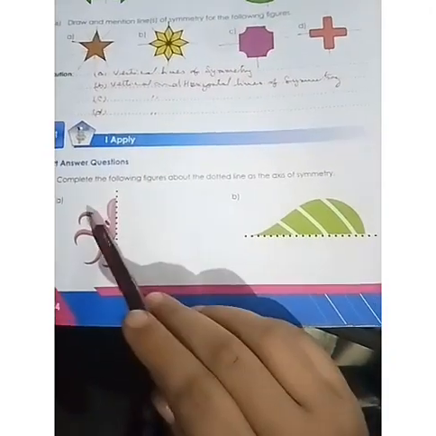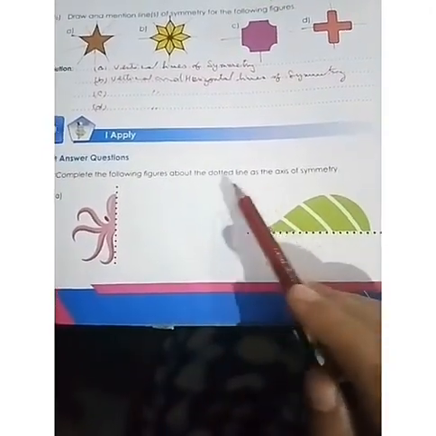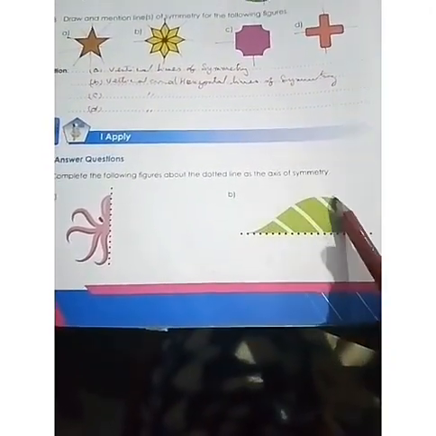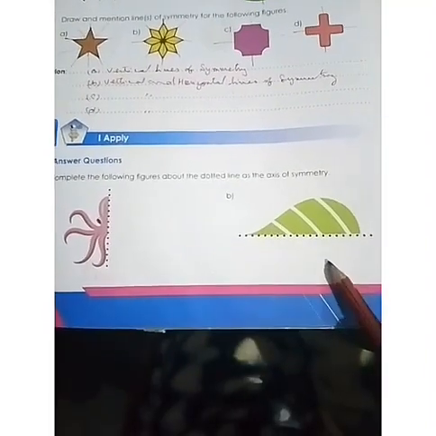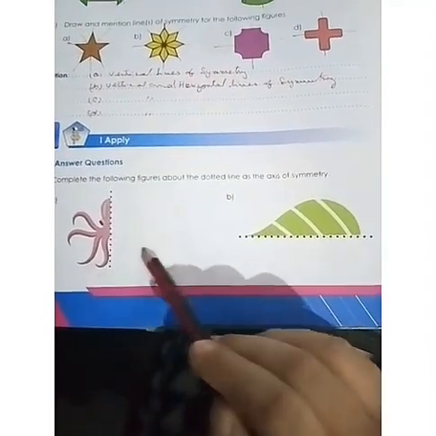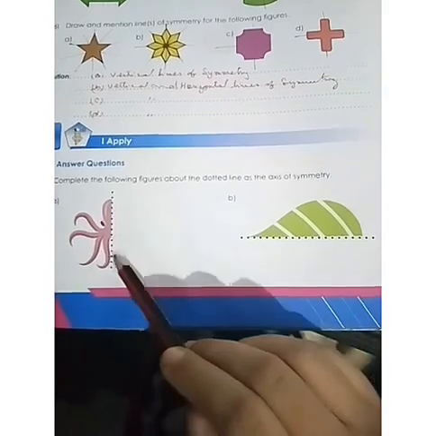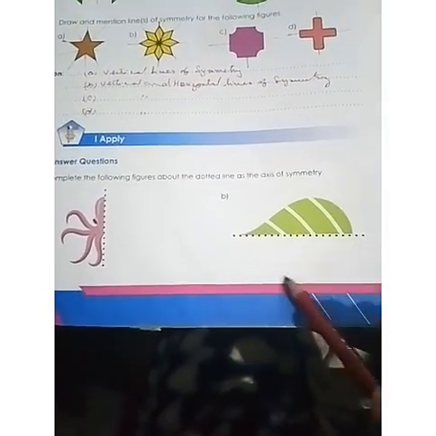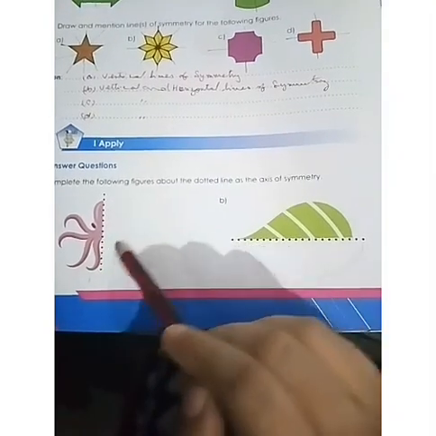Question number 17. Complete the following figures about the dotted line as the axis of symmetry. So here's the octopus and a leaf. You can complete the other figure. Okay, the other part, the remaining part of the figure. Similarly for the leaf, you can draw the leaf here. Okay, and the octopus you can draw here.